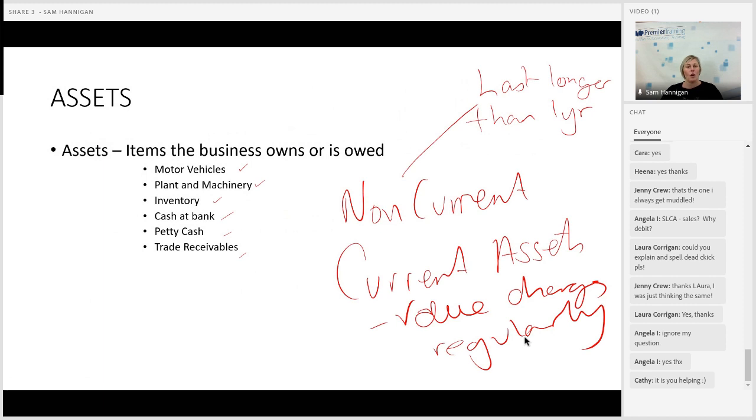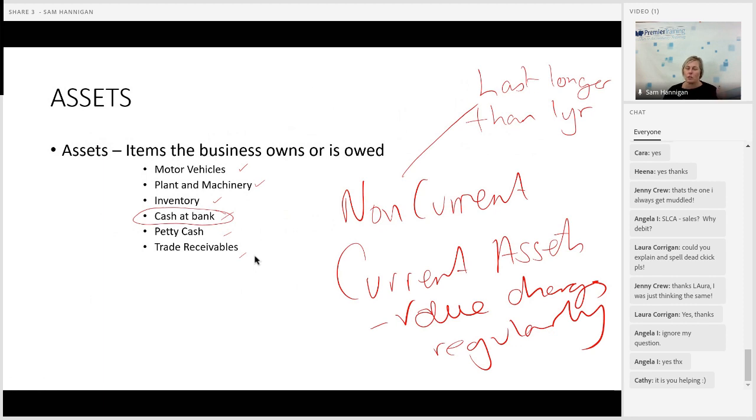Yeah. So stock, you're selling it all the time. Okay. So it's changing. Your bank account, the amount's changing all the time. Money's coming in, money's going out. Now, listen, the bank account here is only a current asset if it's got money in it. If it's overdrawn, it's a current liability. Okay. So cash at bank means that we've got money in it. Okay, so that's why it's a current. Trade receivables, that's current because it changes every day. You get payments in, you make more sales. Okay? So really, really important that you remember that.